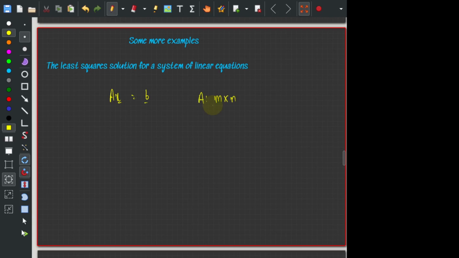Okay, B lies in the column space of A, or what's another way of saying the same? Under what conditions will B lie in the column space of A? Rank of A is equal to n. Is that sufficient? Necessary?